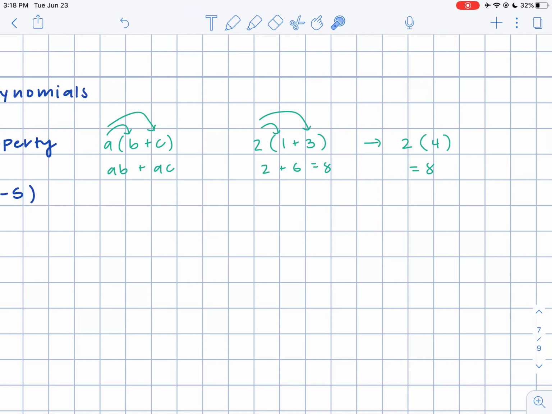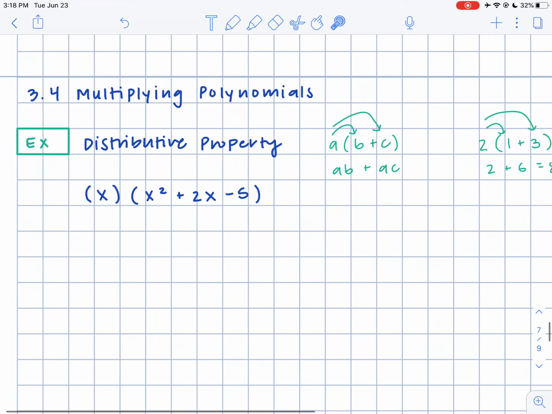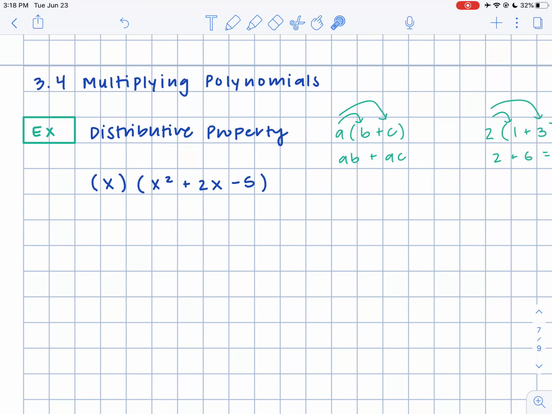So why is it that when we're doing integers, we can just add to 4 and do the math, but we have to use the distributive property with polynomials? Well, that's because if you look at this polynomial, these aren't like terms, so you can't combine them like how we combined 1 plus 3. So we actually have to use the distributive property in order to multiply.